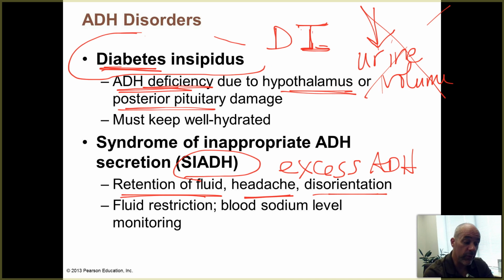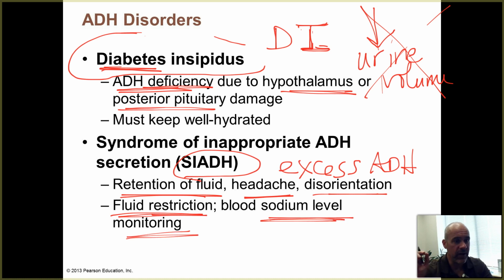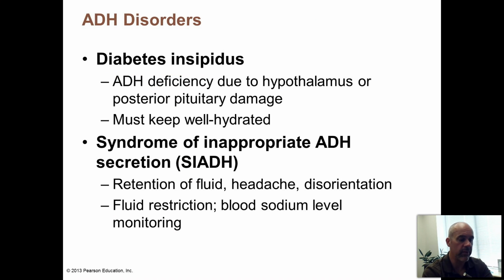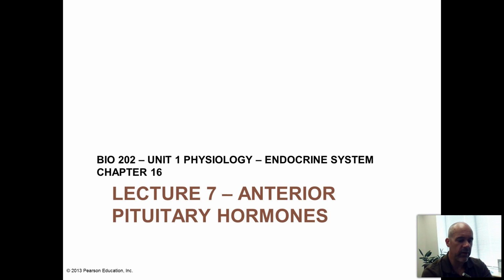So treatments for this: fluid restriction, you actually are not supposed to drink quite as much, and then the sodium levels have to be monitored very closely. You guys learned about how important sodium is when you studied the muscular and the nervous system, so the sodium levels have to be very closely monitored for proper body functions. Okay, so those were the two posterior pituitary hormones. The next couple of lectures we'll talk about the anterior pituitary hormones and what some of their interesting functions and disorders are.